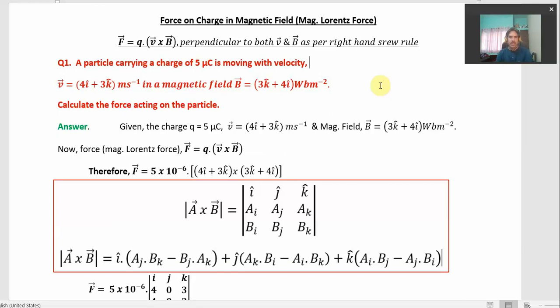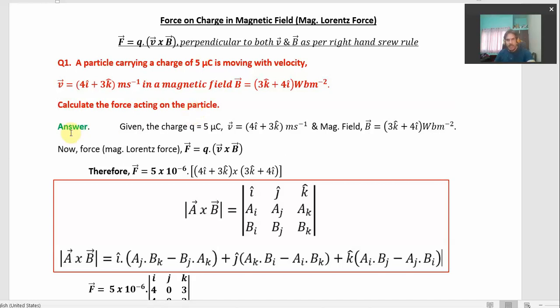The very first question is, there is a particle carrying a charge of 5 microcoulomb which is moving with velocity V given as 4i plus 3k meter per second, in the magnetic field B, which is given by 3k plus 4i Weber per meter square. The velocity and the magnetic field are both given in vector notation. We are asked to calculate the force acting on the charged particle.